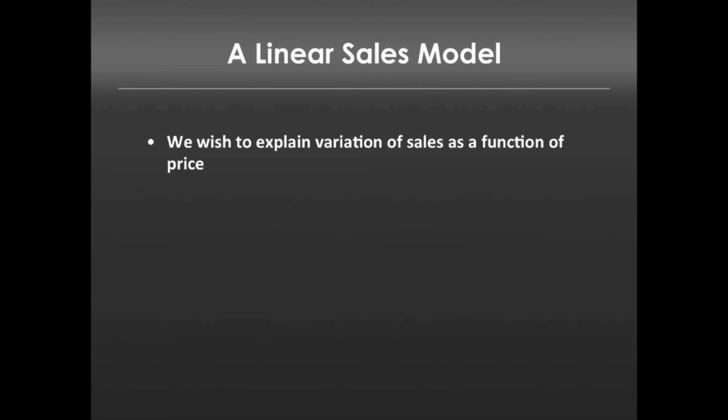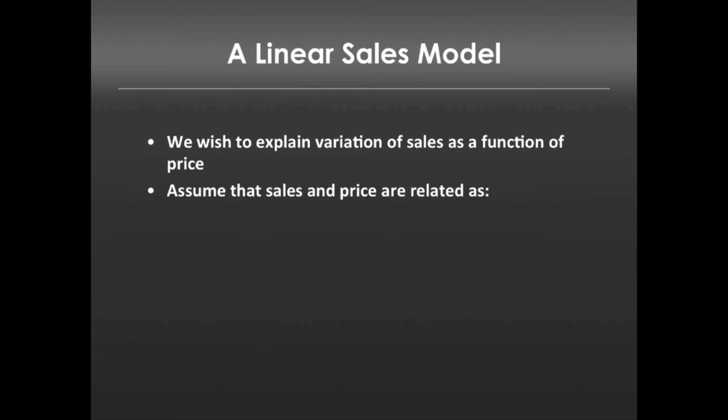Now, one way you could do this, by the way, is with just a simple correlation, which we learned not too long ago. But a correlation doesn't actually tell us much about the nature of the relationship. It merely tells us that a relationship exists. And so for that, we need regression, and in particular, we'll be looking at a linear sales model. So we want to explain the variation of sales as a function of price. In other words, prices fluctuate, sales fluctuate, and we want to understand if we can explain the fluctuation in sales as a function of the fluctuations in price.